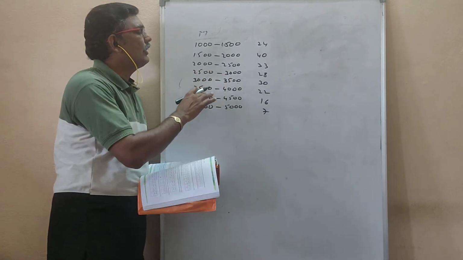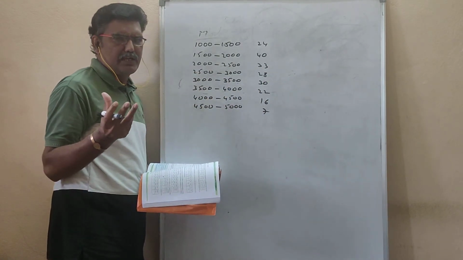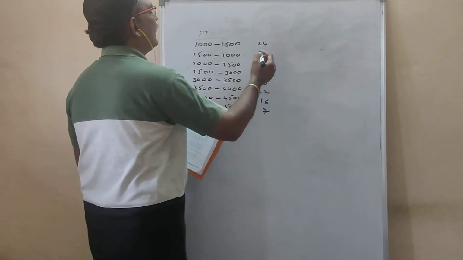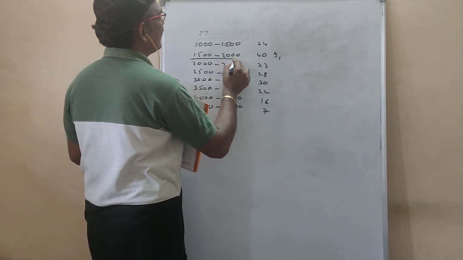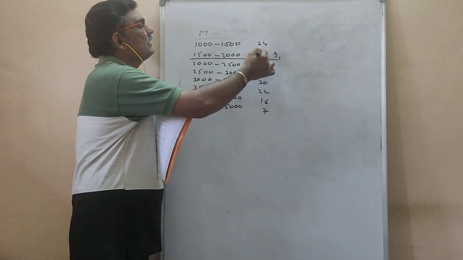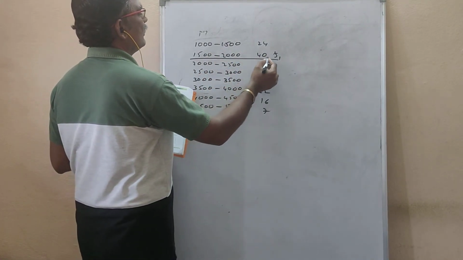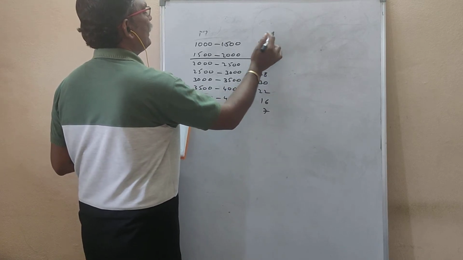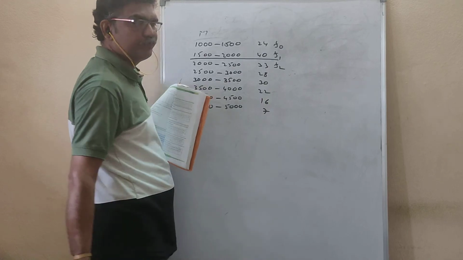Now what you have to do is, in the frequency, which is the greatest number, the bigger number here? 40. Assume this 40 as F1. Underline this class. Why do I underline this one? Because it is 40. Now, before F1 the frequency is F0. After F1 the frequency is F2.